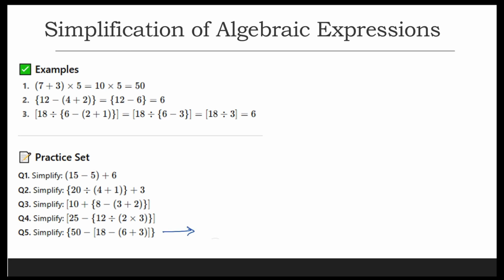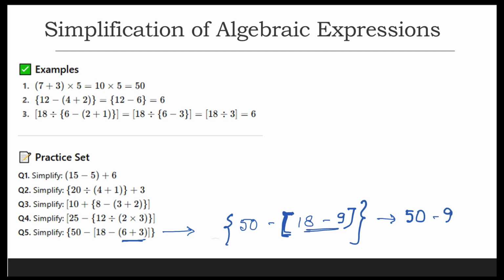Okay, so let's do this one. So what we have to do, we have to solve the smaller one first. So 6 plus 3, 9. So the way we are going to write is 50 minus 18 minus 9. Now, what we have to do? We have to move from inside to outside. So from here, although the large bracket is there inside, 18 minus 9 is 9. And then 50 minus 9 is 41. So that's how we are going to solve this entire algebraic expression.